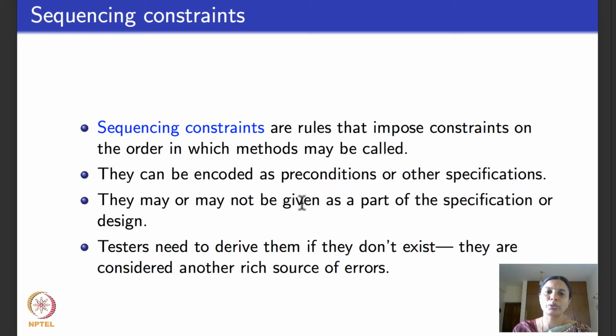Another thing that I told you that is to be noted is that these are typically not given as a part of the specification document or as a part of the requirement document. These are written along with design, typically by designers, to ensure that their design works correctly, in the sense that it is necessary that these constraints are satisfied for the design to be able to meet its expected functionality. If they are not given, then the onus is on the tester to be able to derive them and test them.